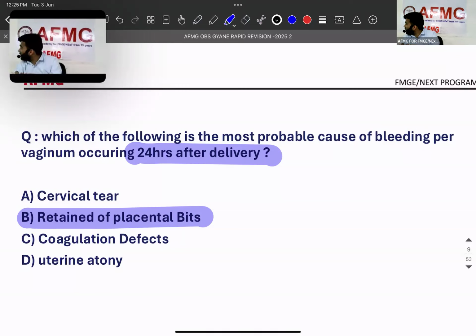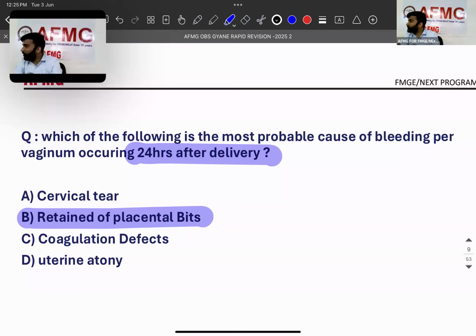Delivery of the baby to the delivery of the placenta. Delivery of the baby to the delivery of the placenta. It usually occurs for how many minutes? 30 minutes, 10 to 15 minutes, up to 30 minutes. Okay, 10 to 15 is the ideal time, but it can go up to how many minutes?